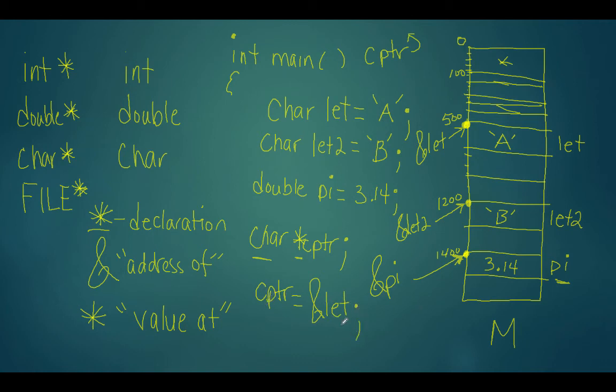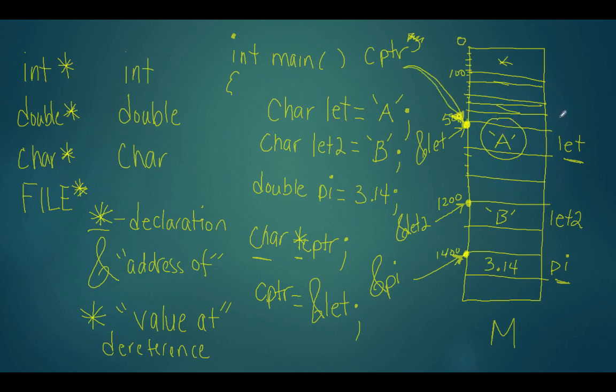So when I make this statement right here, my CPTR no longer points nowhere. It is now going to point to location 500 in this example, which is the same place where let is. So now within this same function, I have two ways to get to this value here. The first way is by the variable let. The second way is by dereferencing. This is called dereferencing the pointer CPTR, going to where CPTR points and getting to that value.